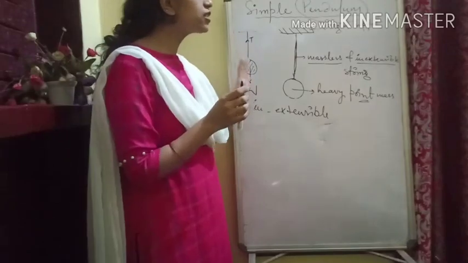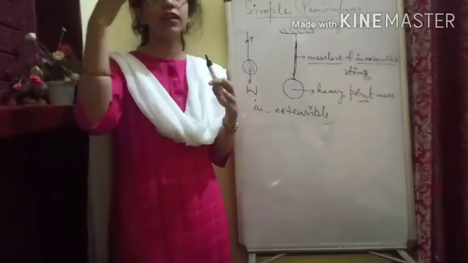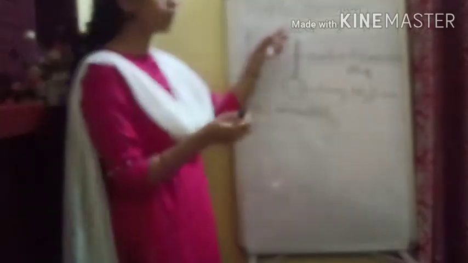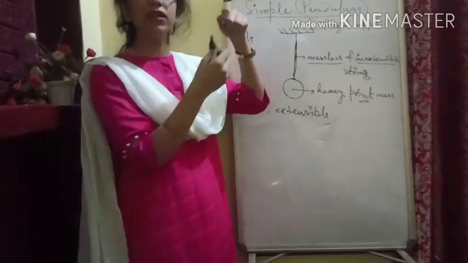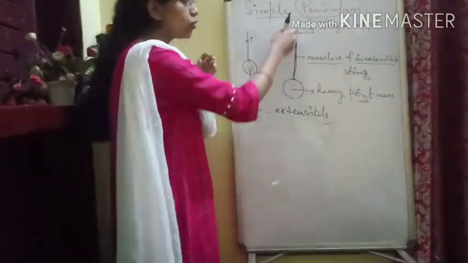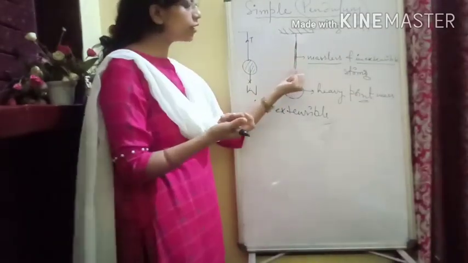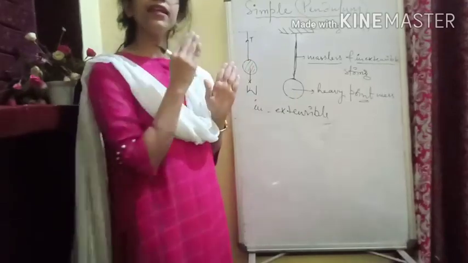But we are taking such a string which is inextensible, which is not stretching unevenly, like here it has stretched more and here it is very less. We are taking a string which is stretching commonly throughout. The tension throughout is the same, it is not changing point to point, so that here it is more and here it is less. So that's how we are taking a massless and inextensible string.